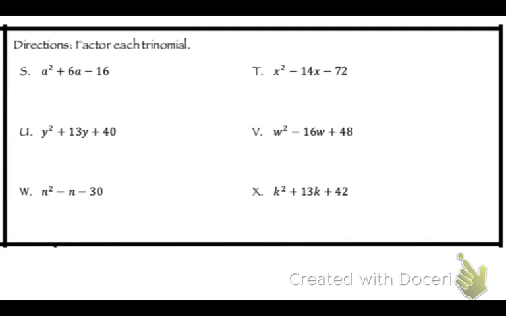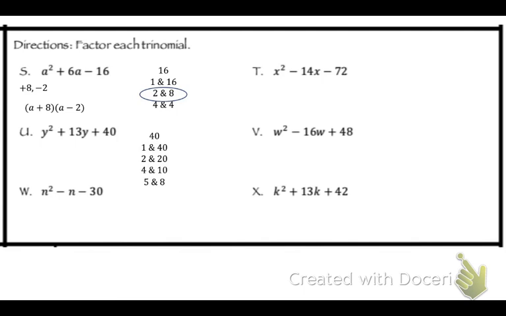Okay, let's do another example. So we have a squared plus 6a minus 16. We're going to write out the factors of 16. So that'd be 1 and 16, 2 and 8, 4 and 4. And it has to add or subtract to be 6. That's going to be 2 and 8. And it's going to be positive 8 and negative 2. Because positive 8 times negative 2 gives me negative 16. Positive 8 minus 2 gives me 6. So that's going to be a plus 8, a minus 2.